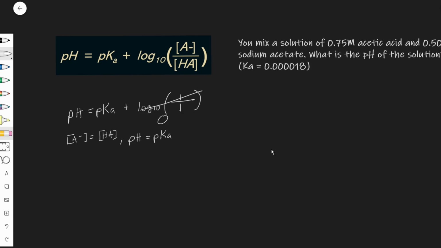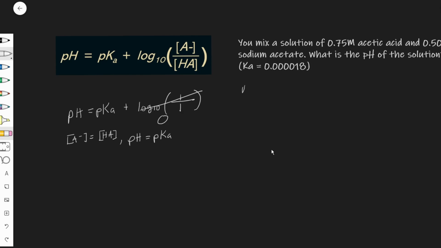So let's go ahead and jump over to this problem here. We mix a solution of 0.75 molar acetic acid and 0.5 molar sodium acetate. What is the pH of the solution? Now, often in these tables, you're not going to get pKa, you're going to get Ka. So we can solve for this pretty quickly.